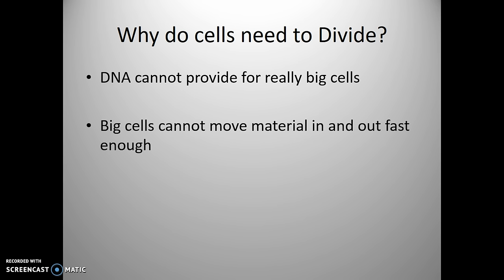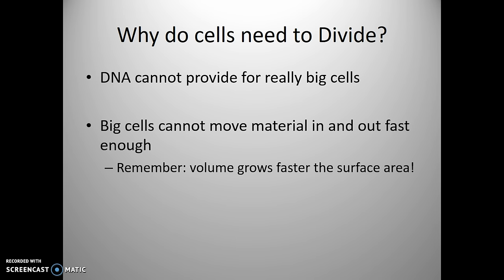And that leads us to the next one as well. Really big cells with a really big volume can't get stuff in and out fast enough. Remember, cells need to get in food and oxygen, and they need to get rid of waste and products and carbon dioxide. And really, really big cells can't do that fast enough. Okay, remember that we studied the fact that a cell's volume grows faster than the surface area. And everything has to get in and out through the surface area, through that plasma membrane.